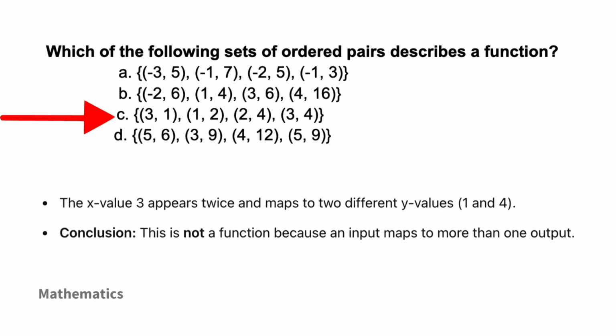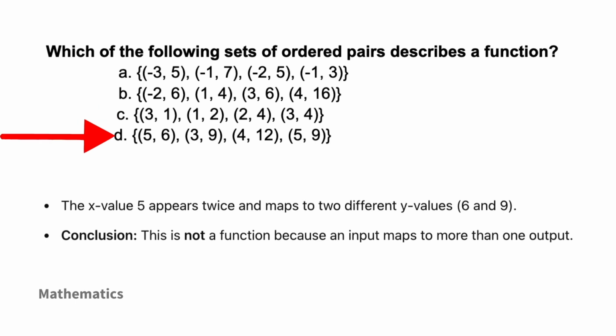So let's do that. We're looking at option C: 3, 1; 1, 2; 2, 4; 3, 4. The x value, 3, appears 2 times and maps to 2 different y values, which are 1 and 4. The conclusion here: this is not a function because an input maps to more than one output.